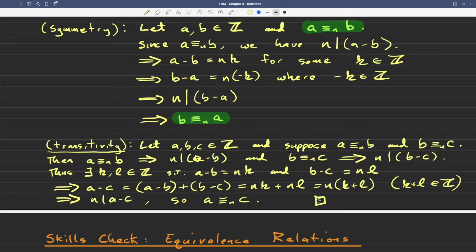I want you to notice the template for what's going on here. Started with a is congruent to b and b is congruent to c, and arrived at a is congruent to c.